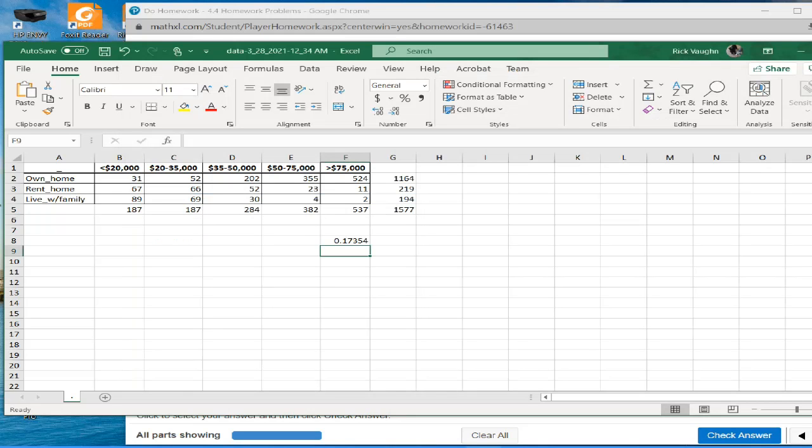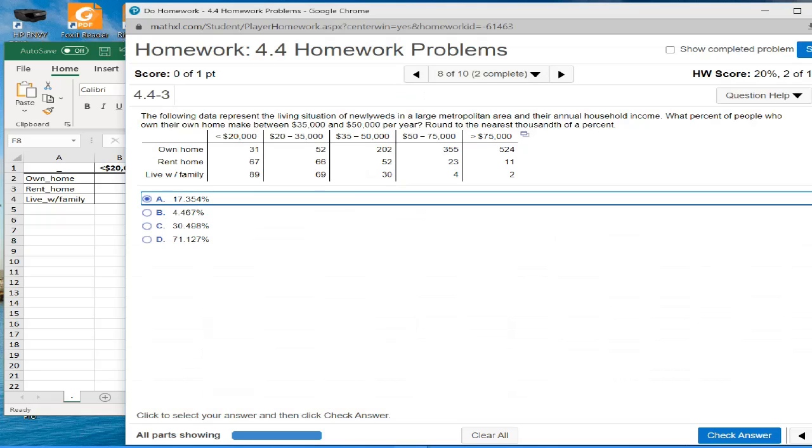In other words, out of the 1,164 who own their own home, what percentage of them are in this income bracket? So we're going to take 202 divided by 1164. And I get 17.354%, which does match actually choice A over here.